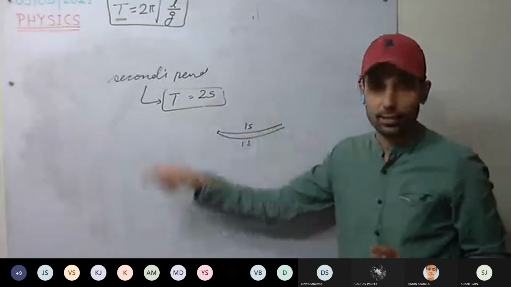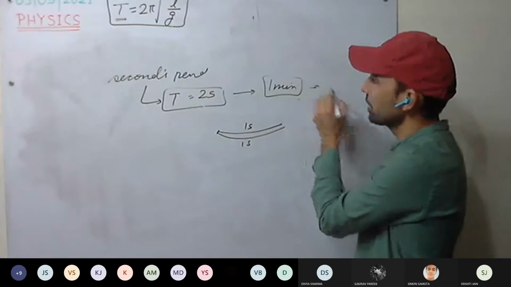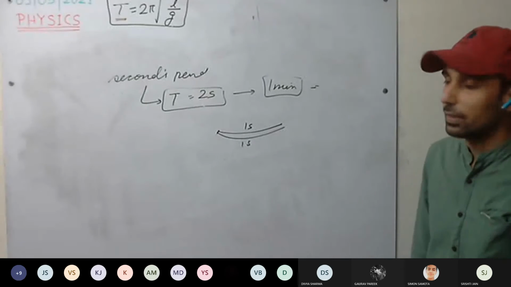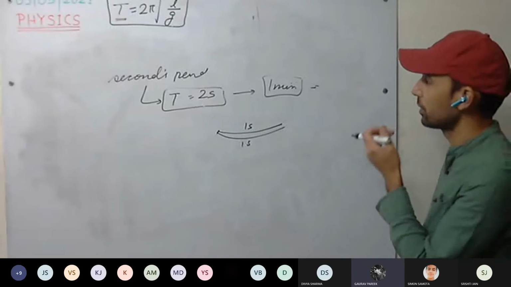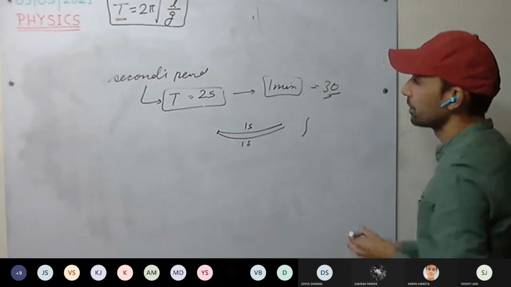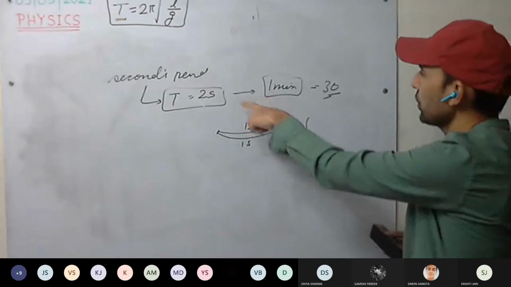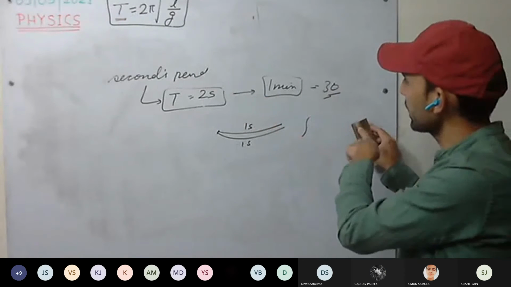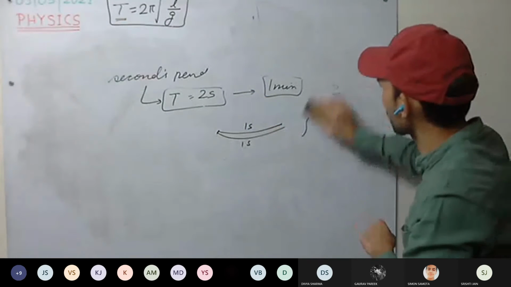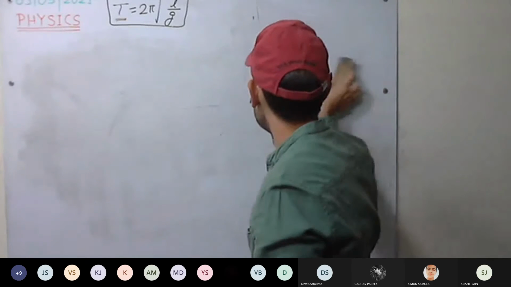This is clear. So how many oscillations will it make in 1 minute? Time period is 2 seconds, so how many oscillations is it making? That will be the frequency. 30. You can calculate. Frequency is 1/2, so in 1 second, half an oscillation. In 1 minute, 30 oscillations. That you can calculate. With this we complete the chapter.